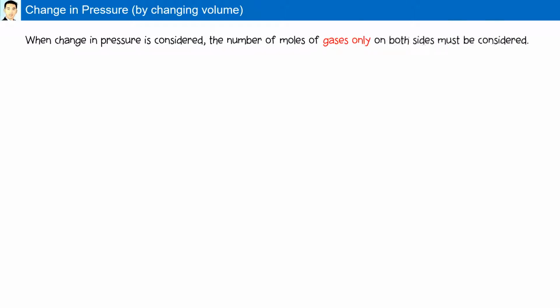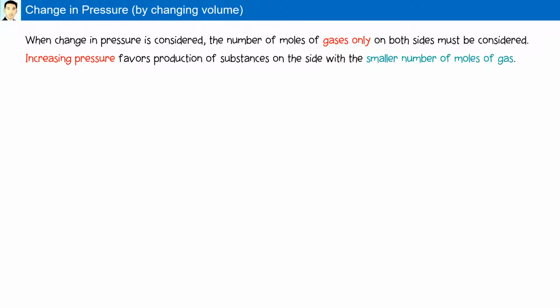Change in pressure by changing volume. When change in pressure is considered, the number of moles of gases only on both sides must be considered. Any solids or liquids will be ignored. Increasing the pressure favors production of substances on the side with a smaller number of moles of gas. To work an example, here we have N2 plus 3H2 to produce 2NH3. They're all gases, so we need to consider all the moles if we're going to change the pressure.